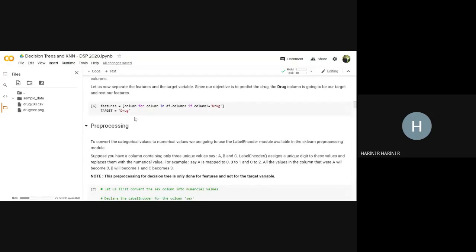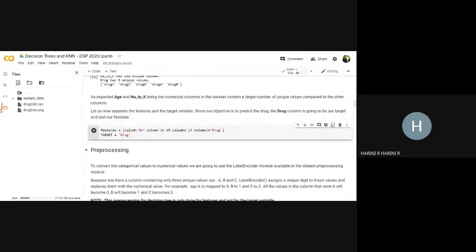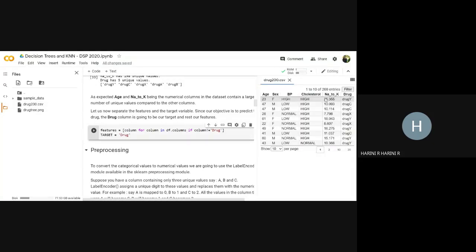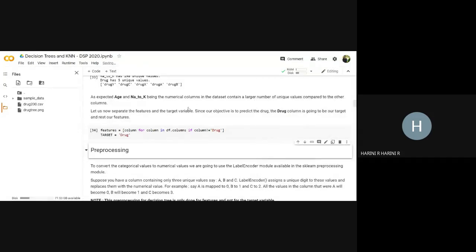That's the pre-processing step. So just before that, let's separate the data set into the features and the target variable. What we are doing is, from the age to sodium to potassium, we are putting those column names under features, and this target, this drug, as separate. So that's what we are doing here. So now let's get to the pre-processing, which I mentioned.